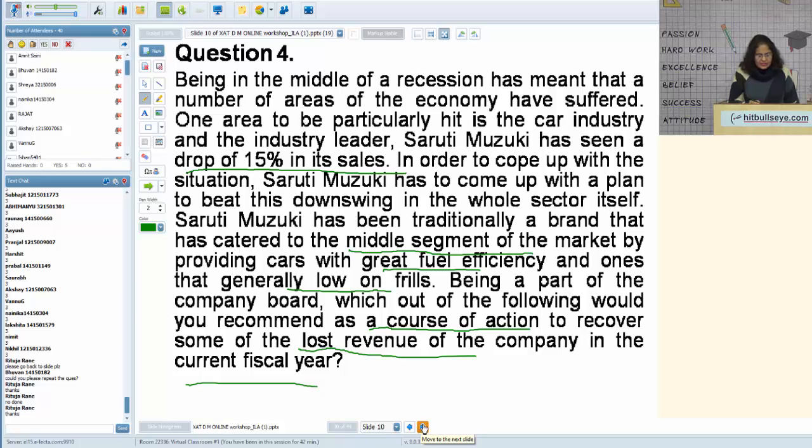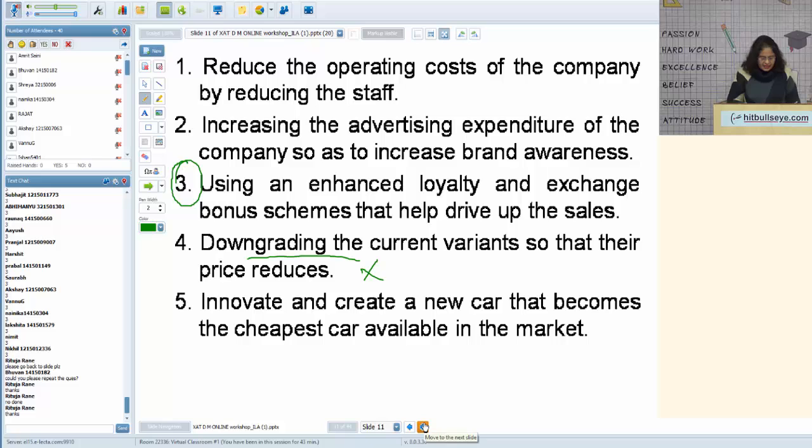I think, so it's a car, the sales are dropping, and it's already a mid-segment car without any frills. So what should they do to increase the sales? As it is December, we already know that to increase the sales, the car manufacturers or the retailers give you so many discounts and all. So this is in line with the options here: using enhanced loyalty and exchange bonus schemes that help drive up the sales. Okay, let's move on to the next one.